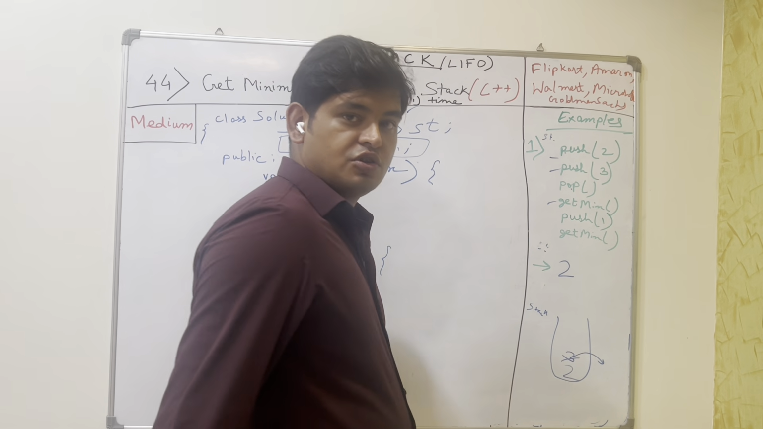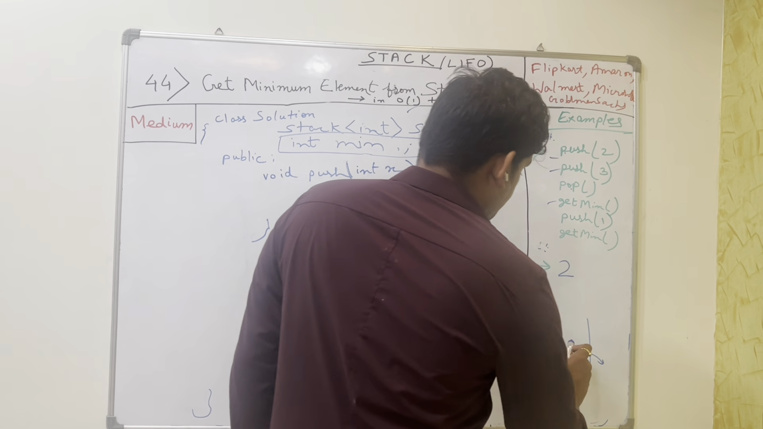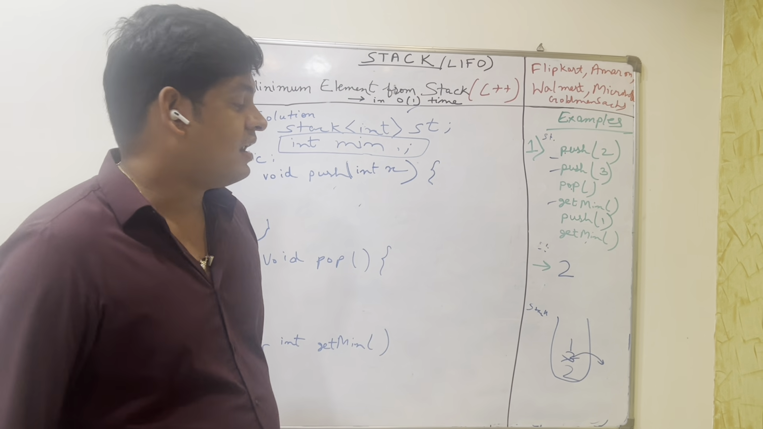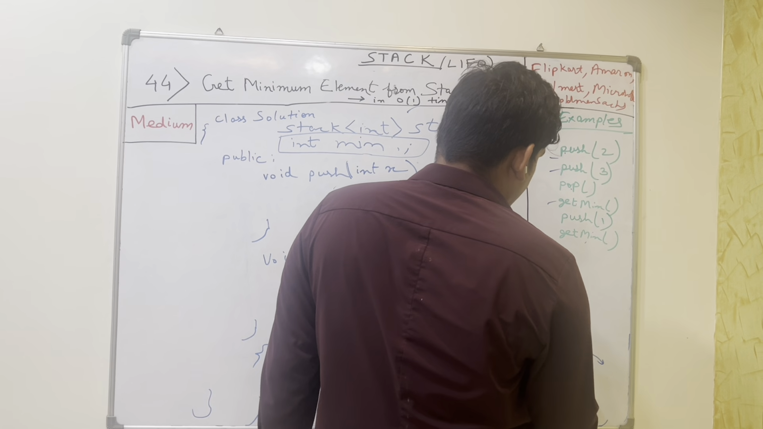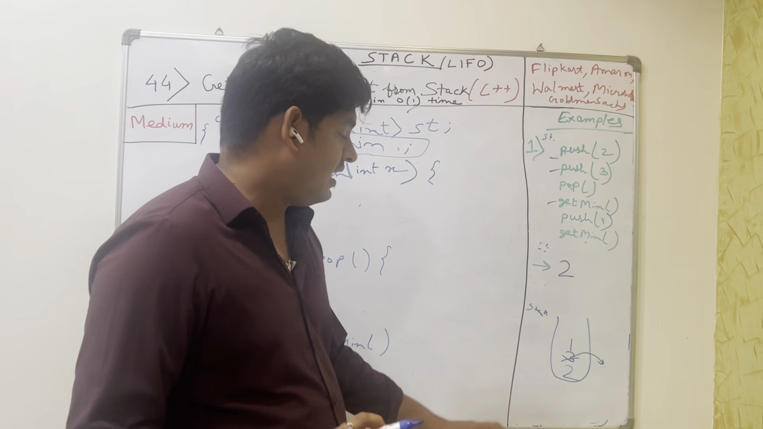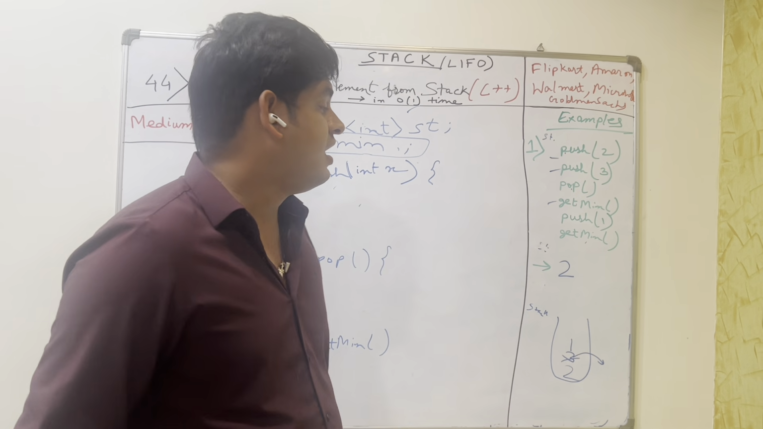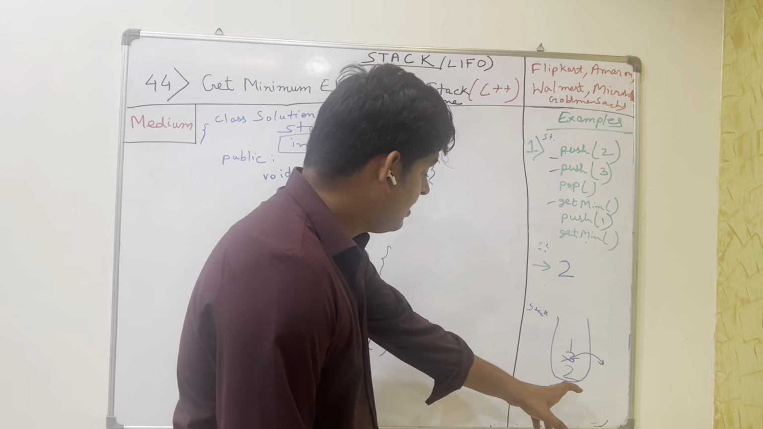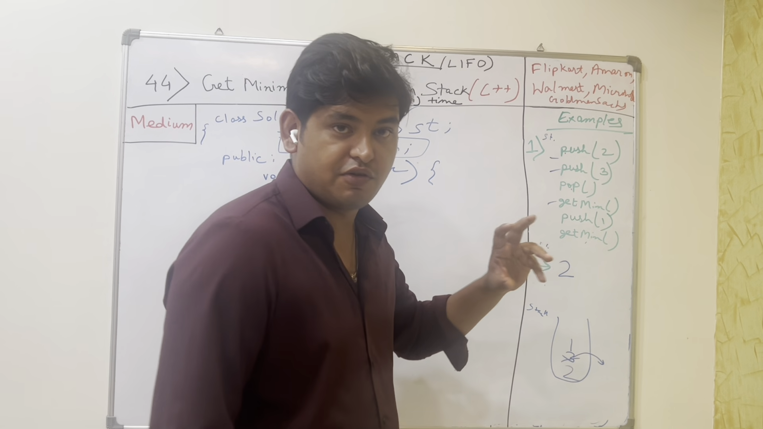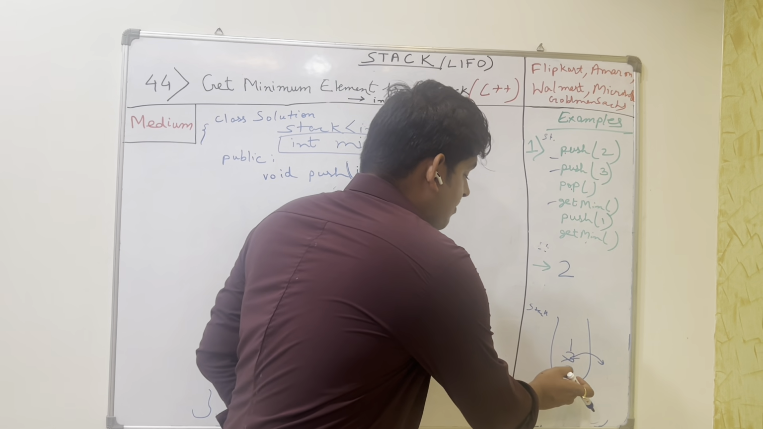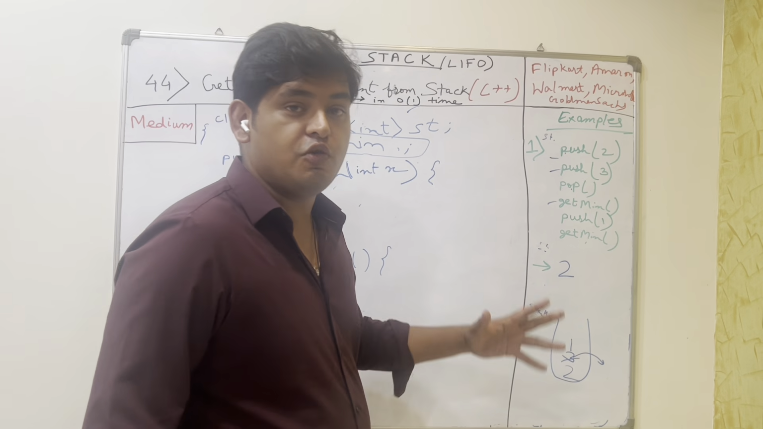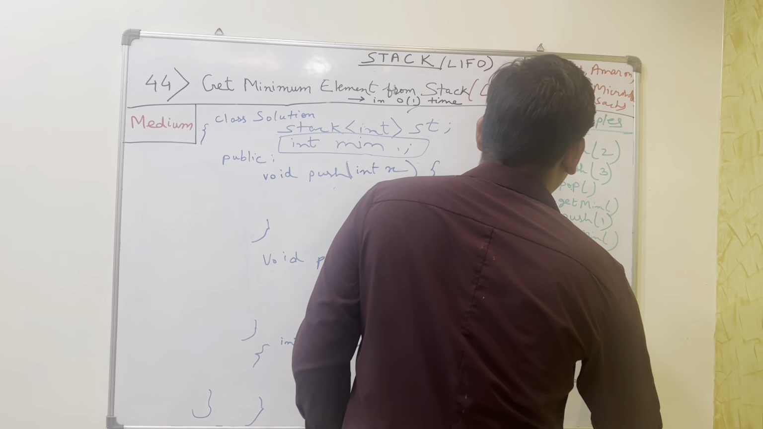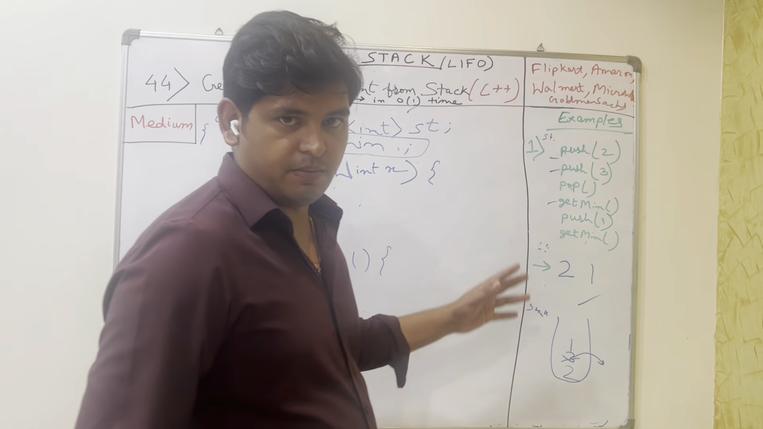Now we have push 1. So we push 1. Now we have the get min function called again. In this stack we have 2 and 1. We need to return the minimum element that is present in this stack. If in place of 1 it was 5, then our answer would have been 2. But between 1 and 2, which is the minimum element? 1. So our answer is 1. So this is the output that is going to come.